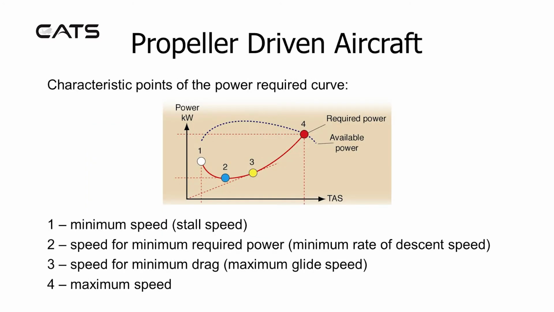There are characteristic points of the power required curve. One is minimum speed, stall speed. Two is the speed for minimum required power, the minimum rate of descent speed. Three is the speed for minimum drag, maximum glide speed. And four is the maximum speed theoretically possible.